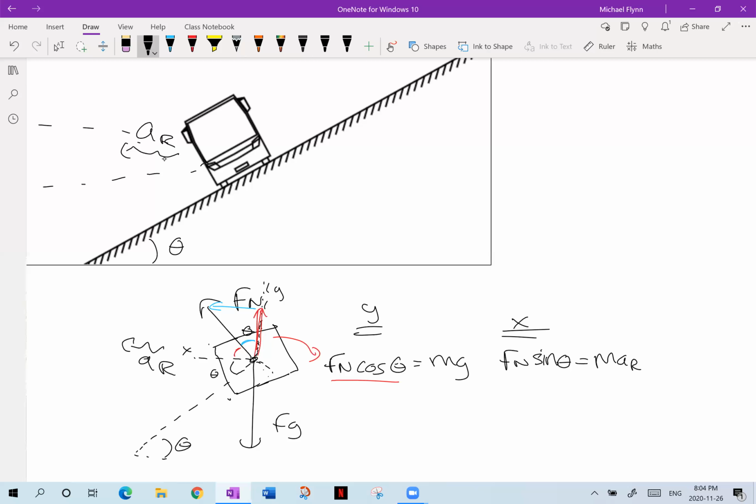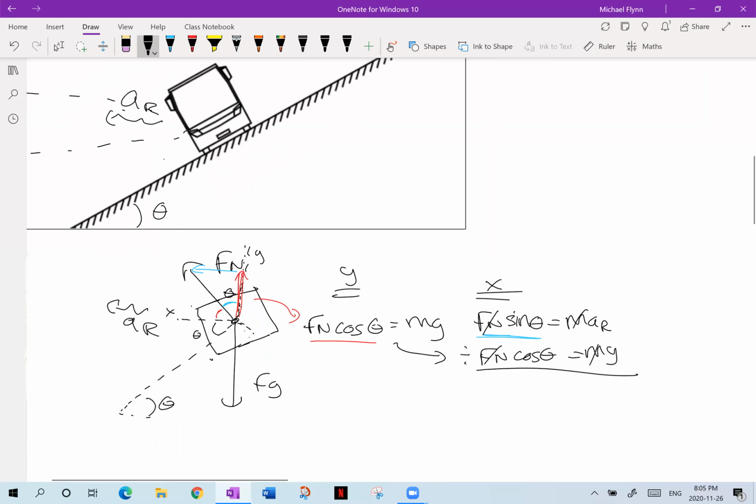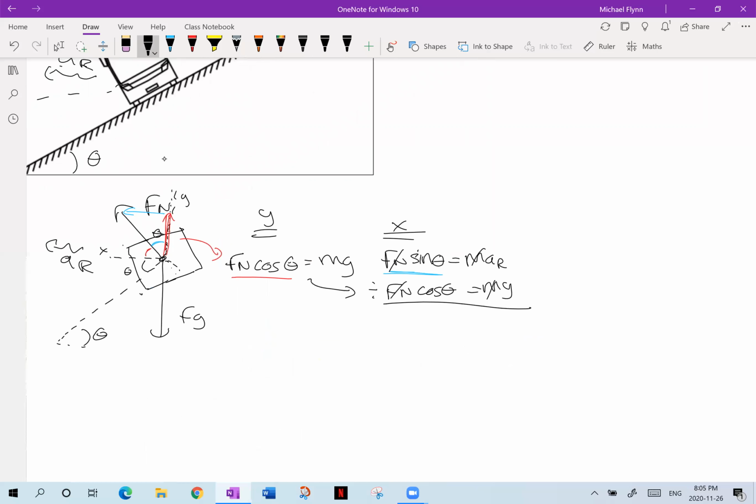Now, once again, guys, it's a broken record. First, I'll just tell you that's the blue vector, right? So now I'm going to take this equation and write it under there, and you get Fn cos theta equals mg. Divide our two equations, the normal force cancels out, the mass cancels out, like it always does in questions like this, and you get tan of theta again equals a_r over g.